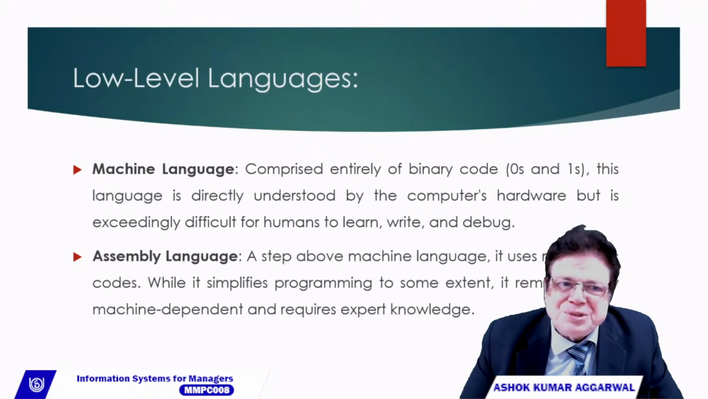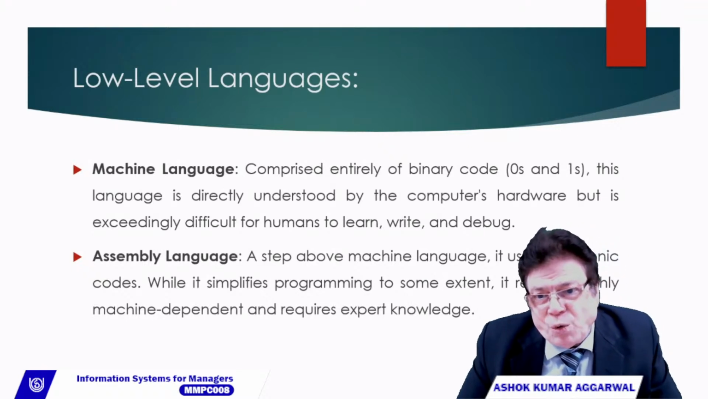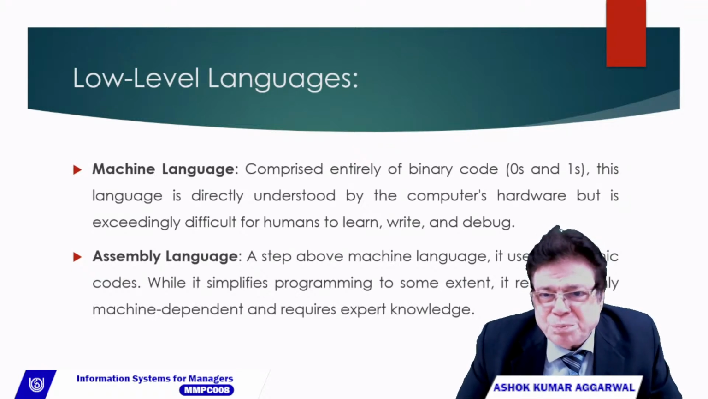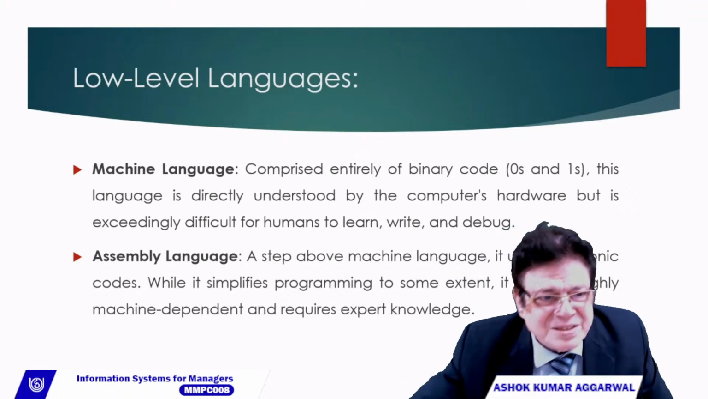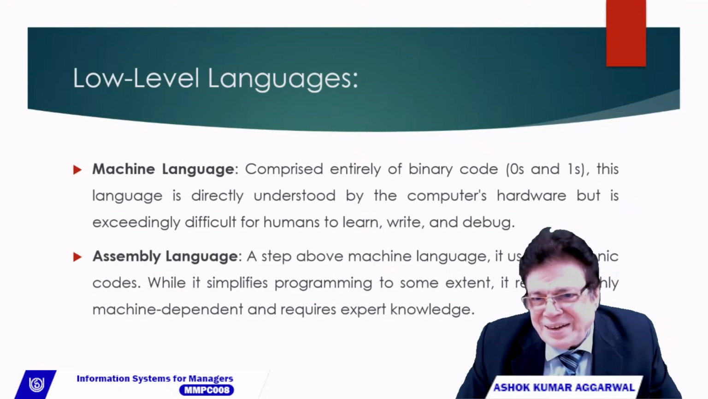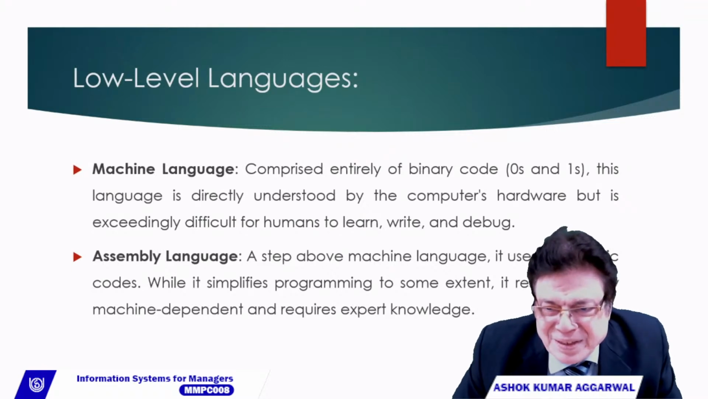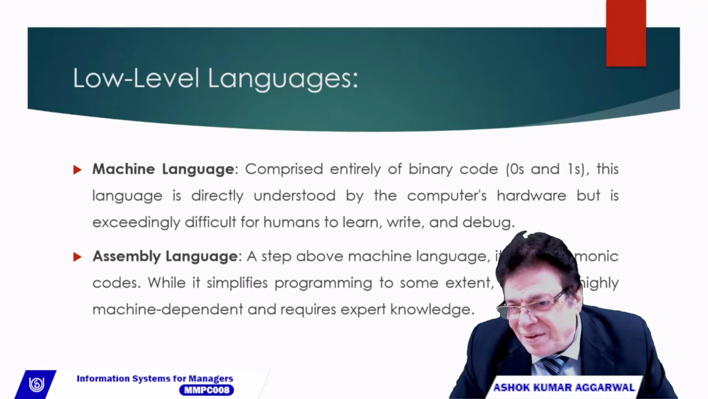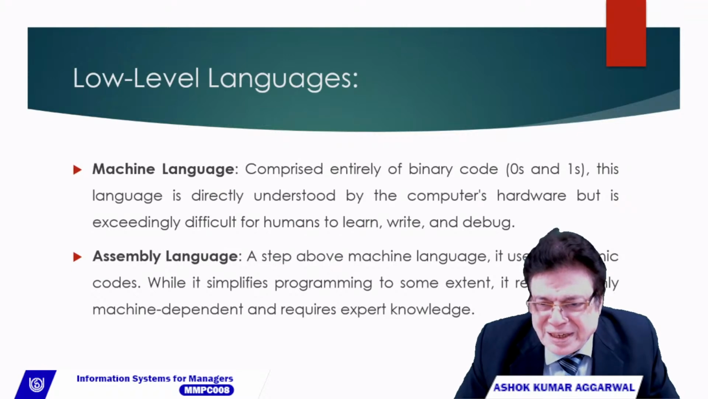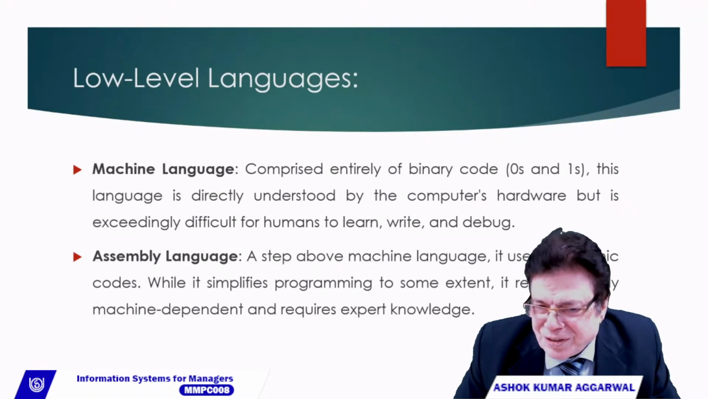Low-level language, machine language, comprises entirely of binary code, zeros and ones. This language is directly understood by the computer's hardware, but is exceedingly difficult for humans to learn, write, and debug. Assembly language is a step above machine language. It uses mnemonic codes. While it simplifies programming to some extent, it remains highly machine dependent and requires expert knowledge.